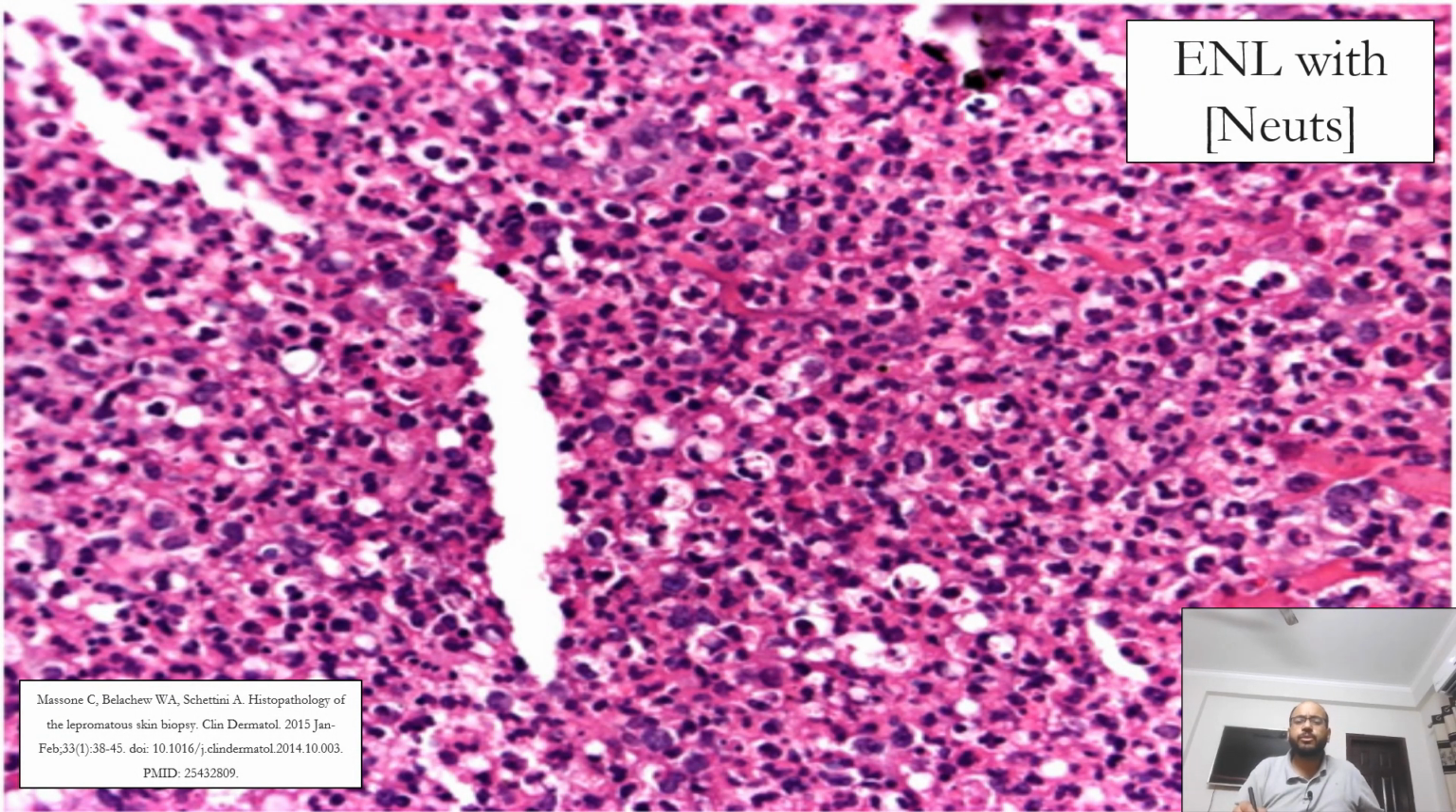So look at this neutrophilic infiltration. I'm not going to point out the neutrophils. I think by now you should be easily able to find neutrophils and lymphocytes and epithelioid cells. Since this is the last lecture from the dermatopathology series for now, you should be easily able to identify neutrophils. I'm not going to point them out. So there is heavy neutrophilic infiltrate in this acute ENL reaction. Okay. Let's move forward.